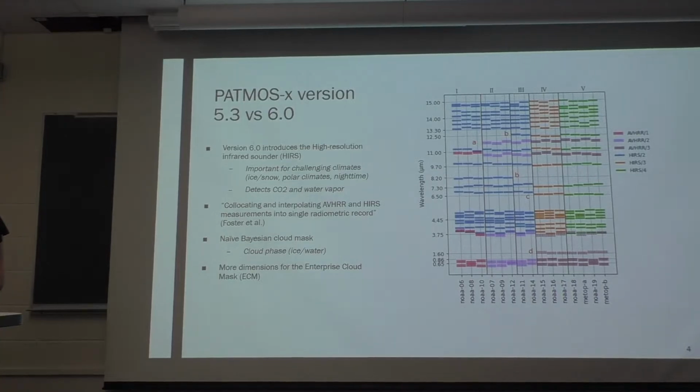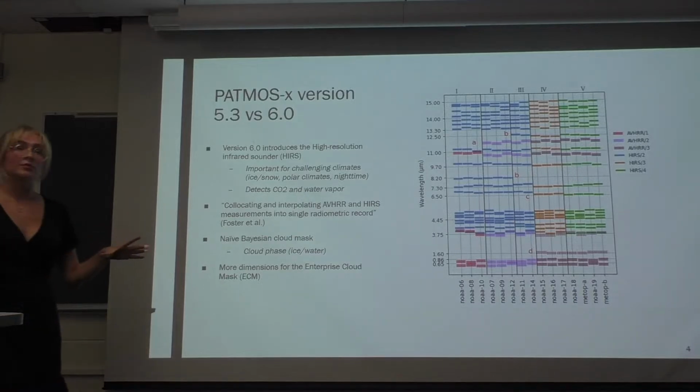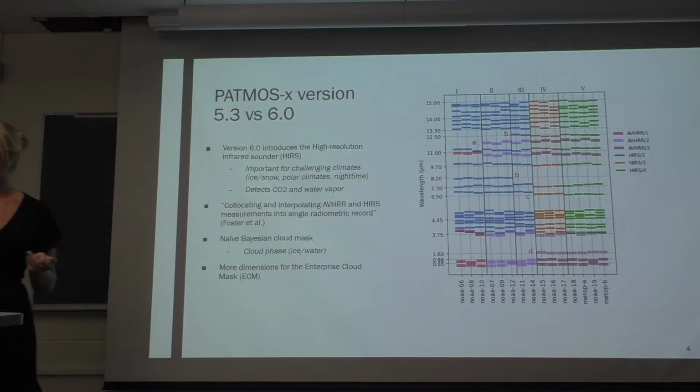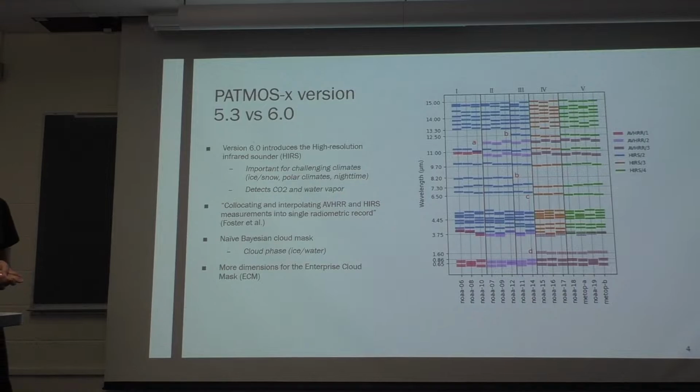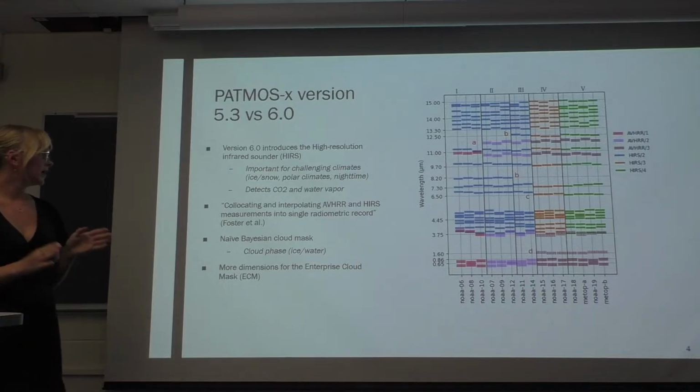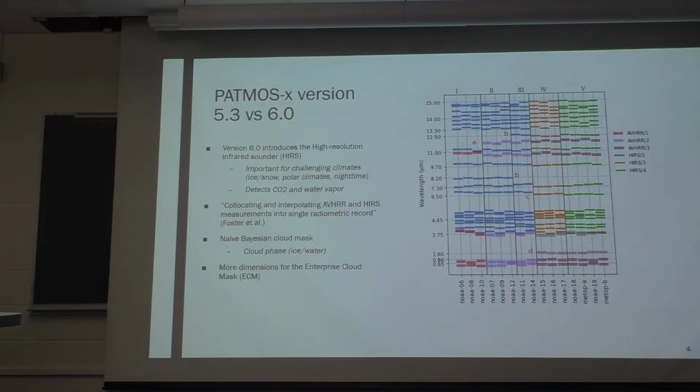Another main focal point was being able to collocate and interpolate the AVHRR data, the Advanced Very High Resolution Radiometer, which actually takes pictures of the clouds on Earth, with the HIRS data in a single radiometric record. As well, a naive Bayesian cloud mask was added, which helps to determine cloud phase, whether the cloud is made up of ice or liquid water. This is combined with the Enterprise cloud mask, which also helps with cloud phase and adds more dimensions, where the previous version had only one dimension and version 6 added a second and third dimension.